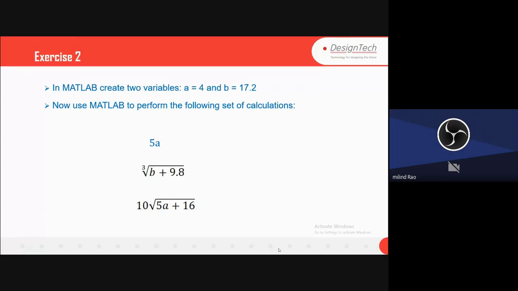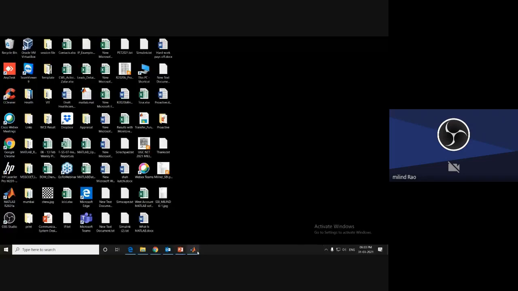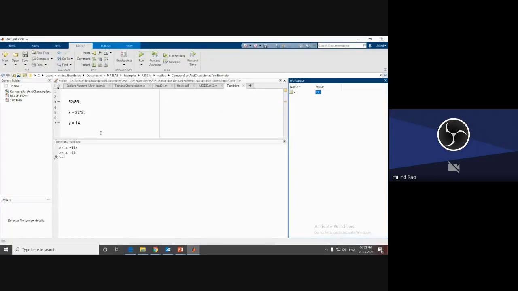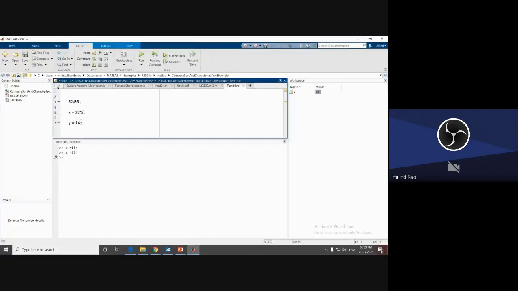Let's say first one which is 5a, the second which is the cube root of b plus 9.8. Okay, and the third which is 10 divided by the 10th root of 5a plus 60. So the same example we will consider here.